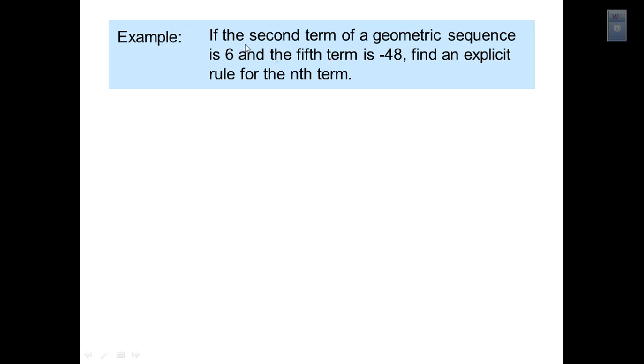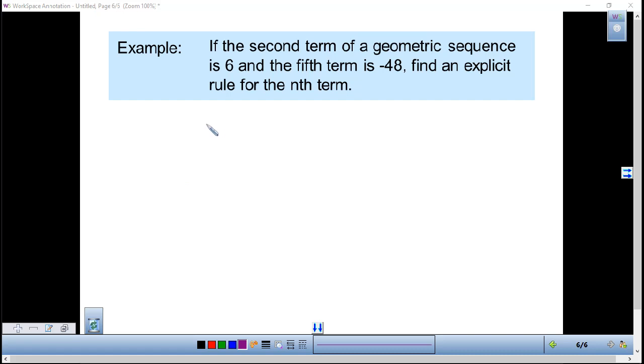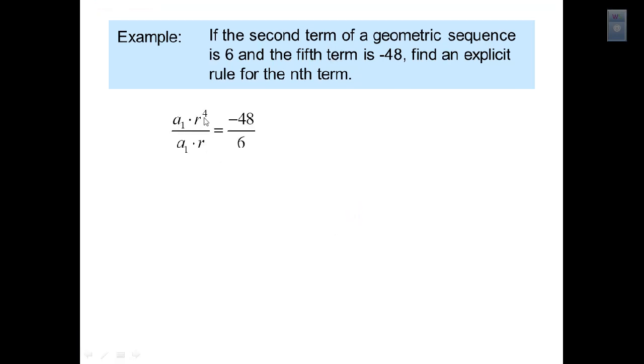All right, so here's an example. If the second term of a geometric sequence is 6 and the fifth term is 48, find an explicit rule for the nth term. All right, so what we're going to do is define each one of these by what they are and by the nth term expression. So a sub 1 times r to the fourth power, and that would be what? 5 minus the 1, that's where the 4 comes from, for the fifth term, and it's equal to negative 48. On the bottom, we have a sub 1 times r, which is going to be for the second term, 2 minus 1.